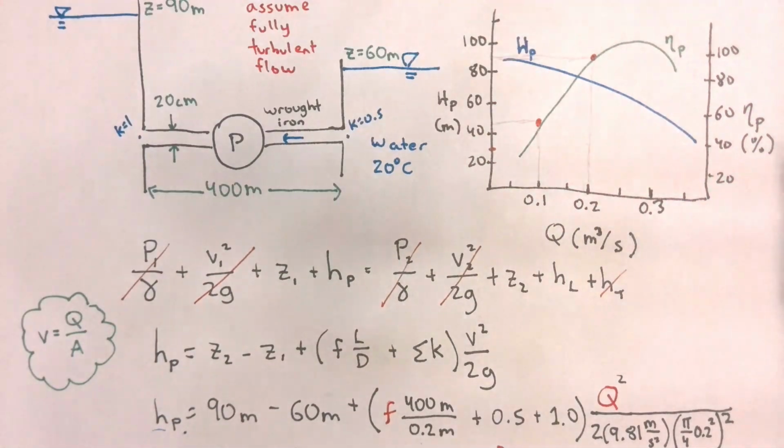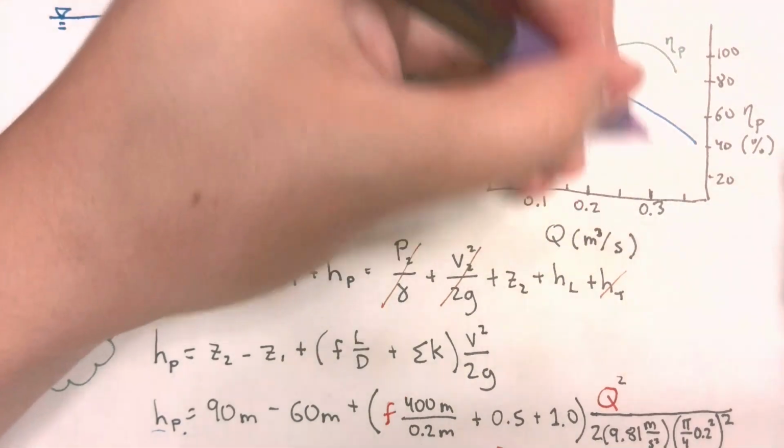And 0.3? It's off the graph. It's 169, or 170.